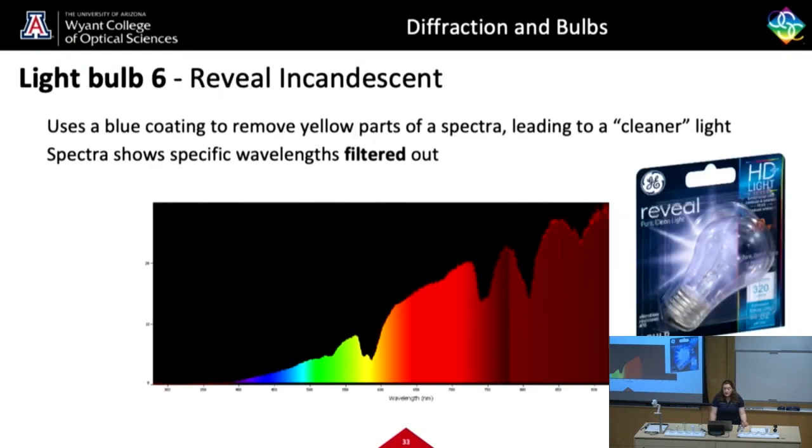Now, the Rebel incandescent, I told you we put a blue coating on the light bulb to filter out yellow light. We can see that in the spectra. So this cleaner looking light happens because we're filtering with that color filter, and so you can see notches in these yellow wavelengths that people don't like to see.